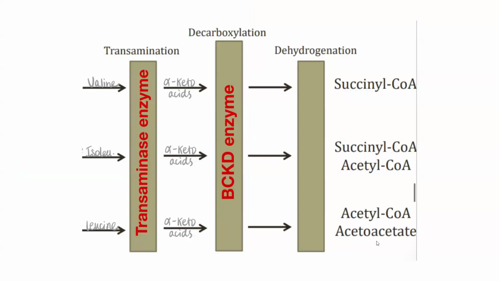I like this diagram the doctor put, it's more clear. The first step was transamination by the transaminase enzyme, and then decarboxylation by the branched chain keto acid dehydrogenase. Okay, and then we have the dehydrogenase type. This one produces alpha keto acids. Remember that the product here is alpha keto acid. And you also need to know the products from each one. You need to know which one gives you succinyl CoA, which one gives you both succinyl CoA and acetyl CoA, and so on.